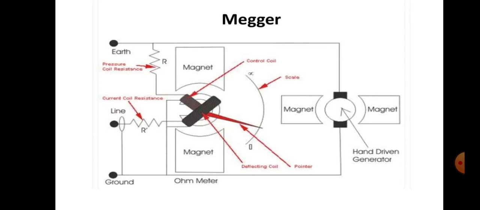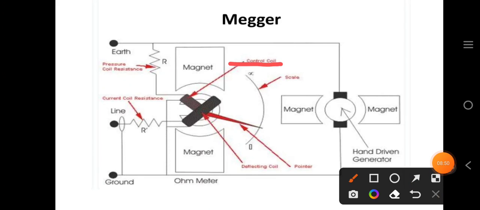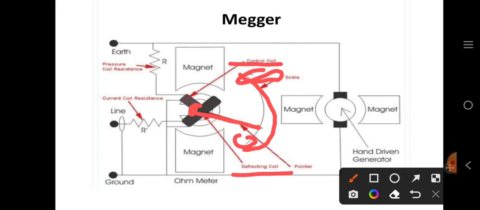So this is the basic diagram of the megger. Here you can see two permanent magnets. Between these two permanent magnets, there are two coils. First one is the control coil, second is the deflecting coil. At this point, a pointer is attached which can be deflected over this scale, from 0 to infinity. After that, there is again a magnet, and between these magnets there is a hand driven generator.